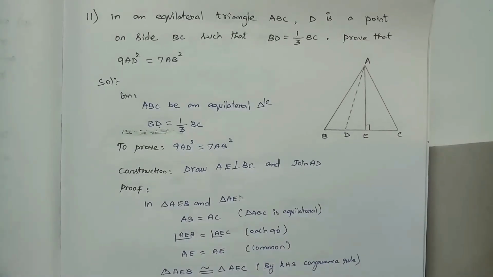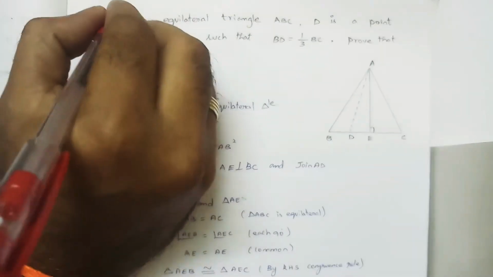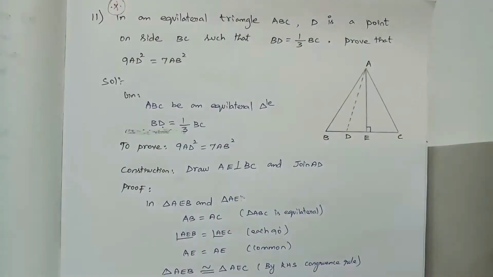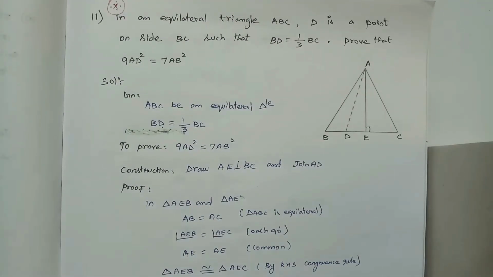Next sum, the last sum, number 11, and a very important sum. Not only this one, actually every sum is important, but I have chosen only the important sums and I'm just teaching them. Okay, sum number 11, the last sum of this concept and the last sum of this chapter also. Today we are going to complete the triangle chapter.